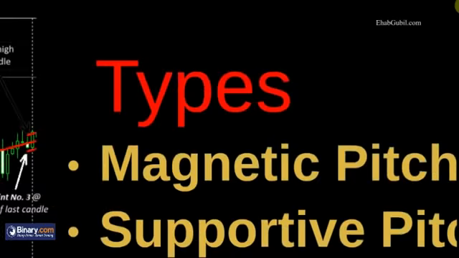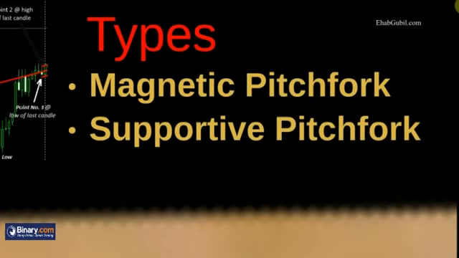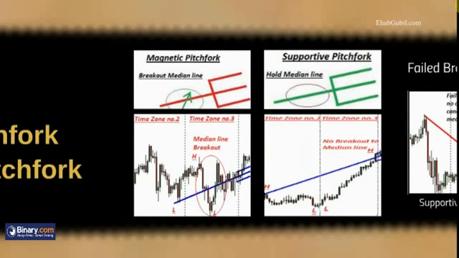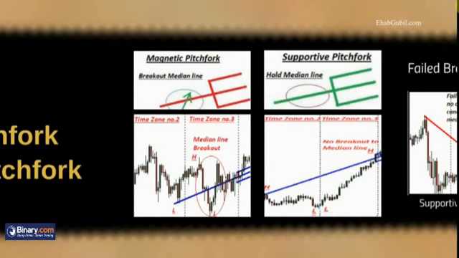There are two types of our PF strategy: supportive pitchfork and magnetic pitchfork. Each has a specific shape and function that we should understand well to know how it works. We will always focus on the median line of the PF, which differentiates between the two types. The common type of the PF that we will see a lot in charts is the magnetic PF.